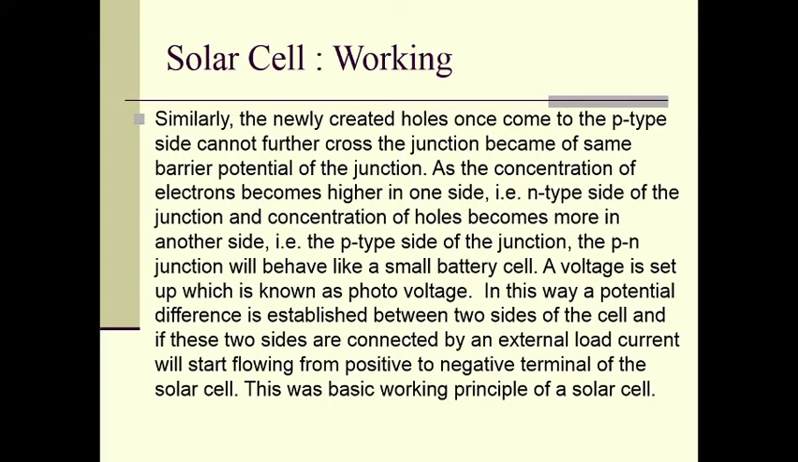That means more electrons will be produced, and they will be concentrated on the n side, right? And holes will be concentrated on the p side. That means a voltage will be set up, which is known as photovoltage. In this way, a potential difference is established between the two sides of the cell, and if these two sides are connected by an external load, current will start flowing from the positive to the negative terminal of the cell. This was the basic working principle of a solar cell, right?